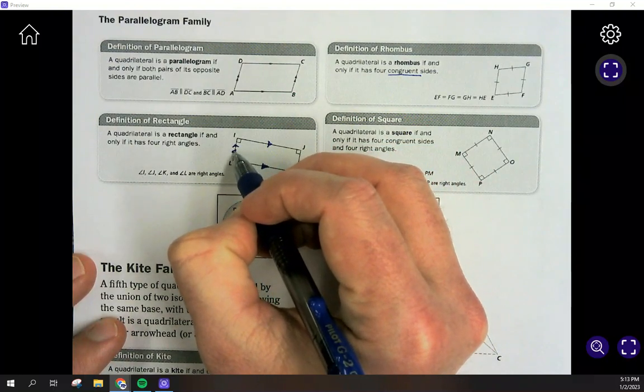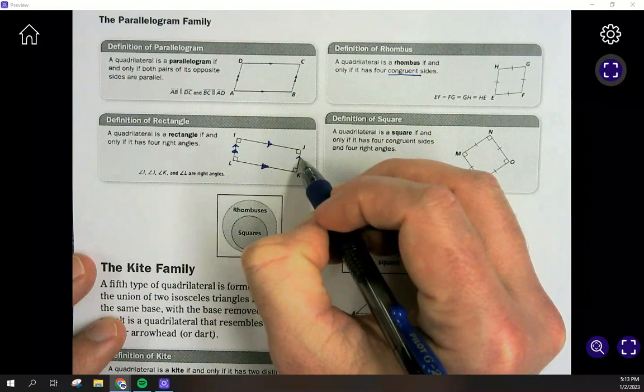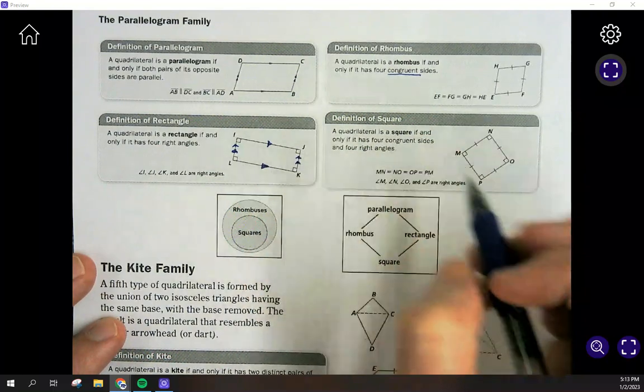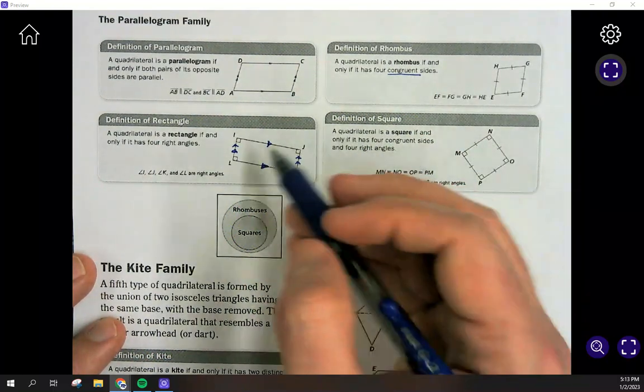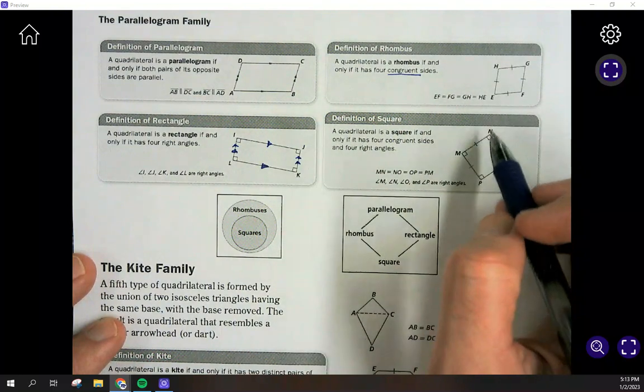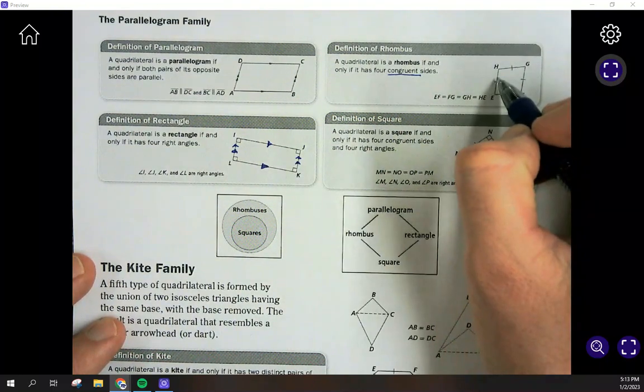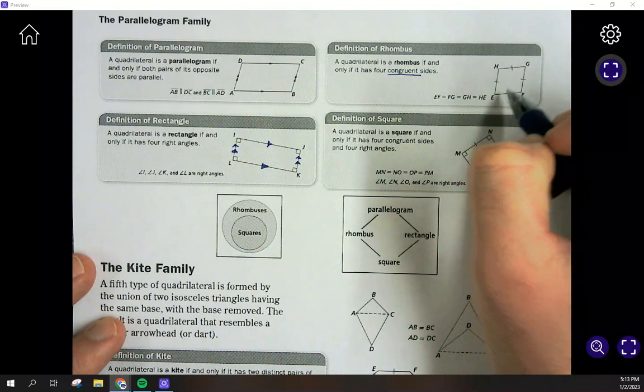These are parallel to this one. The same is true in a square. Since it's a rectangle, that has to be true. And then the same thing is true up here. This side's parallel to this side, which is parallel to this.